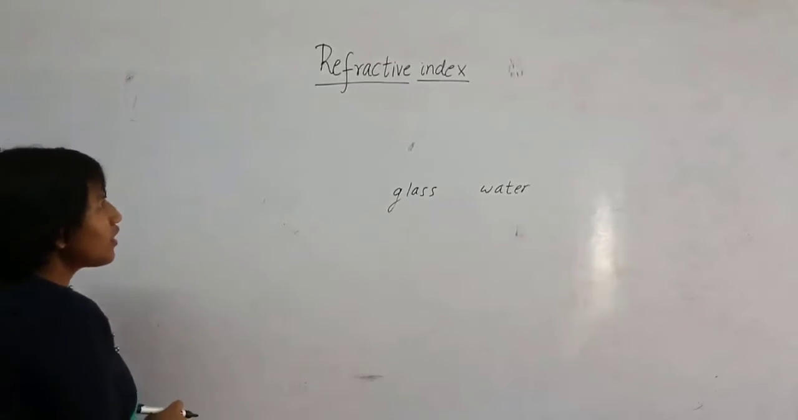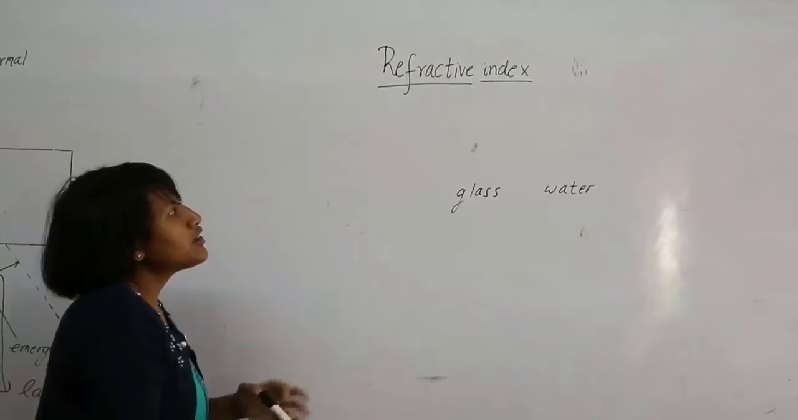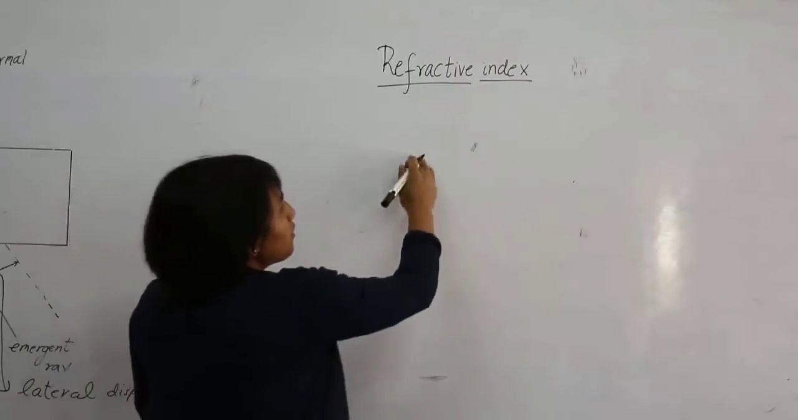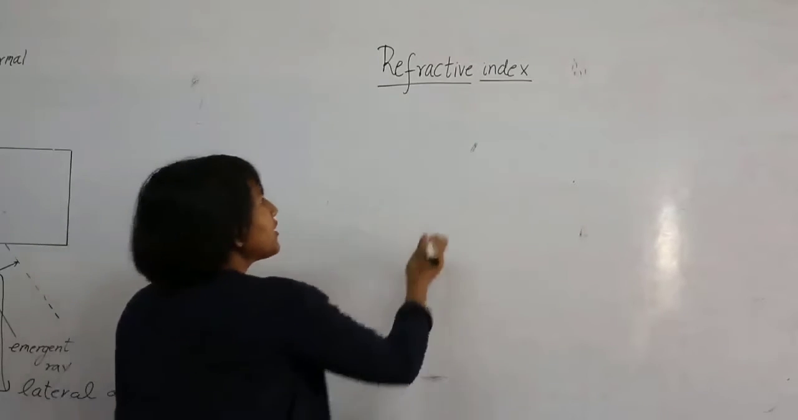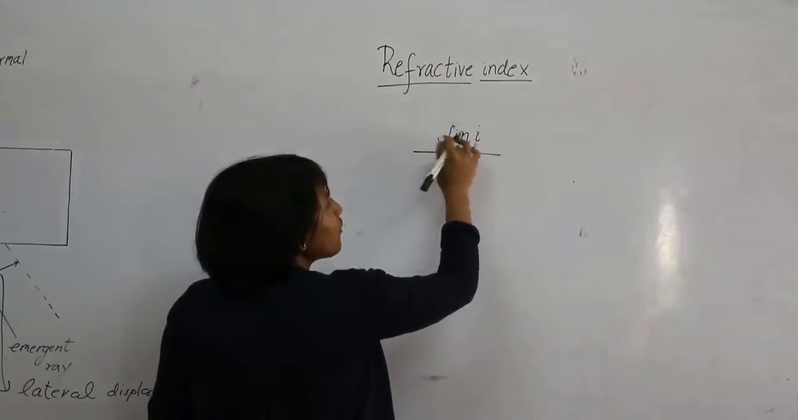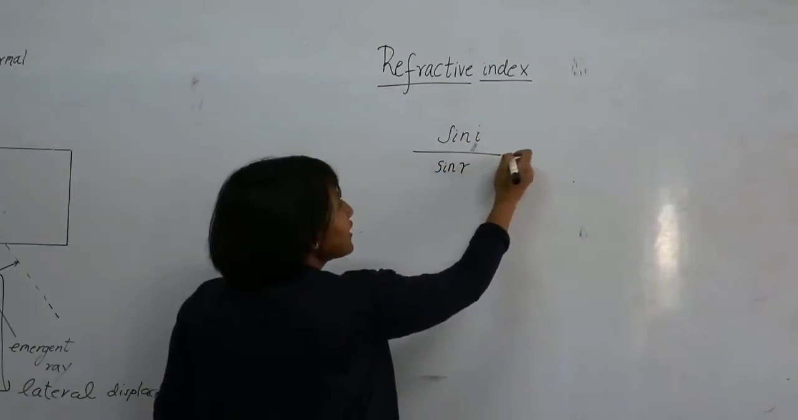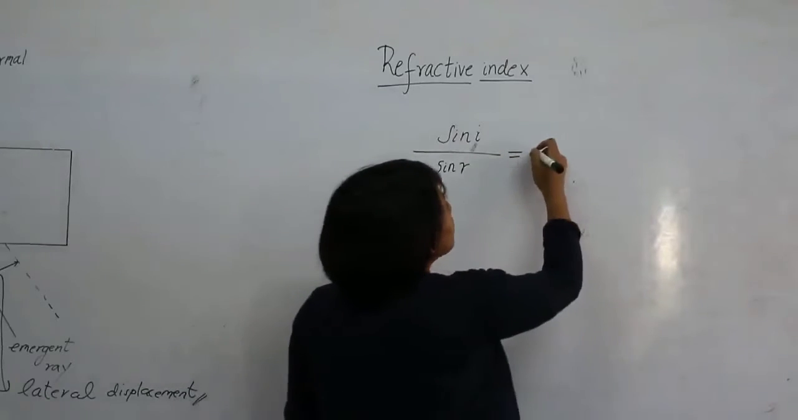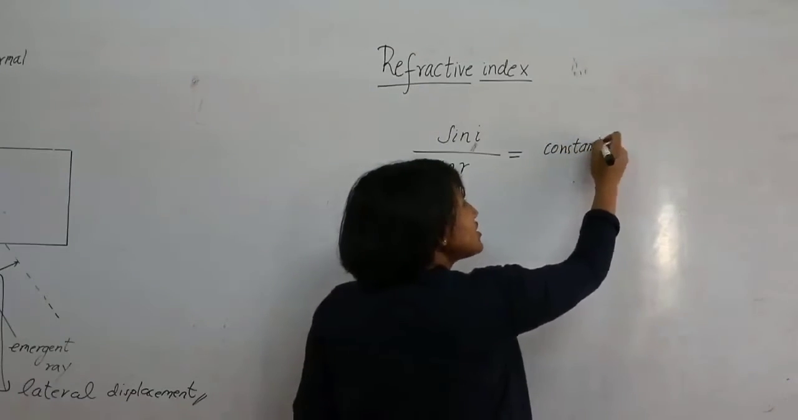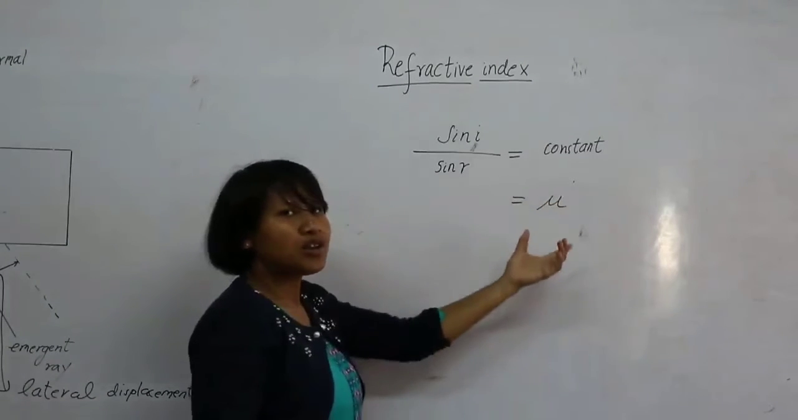Then, mathematically, what is the refractive index of a medium? Now, from Snell's law of refraction of light, the ratio of the sine of the angle of incidence in the first medium to the sine of the angle of refraction in the other medium is a constant. And this constant is the refractive index, which is denoted by mu.